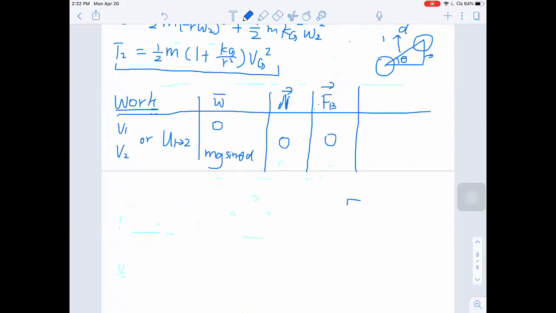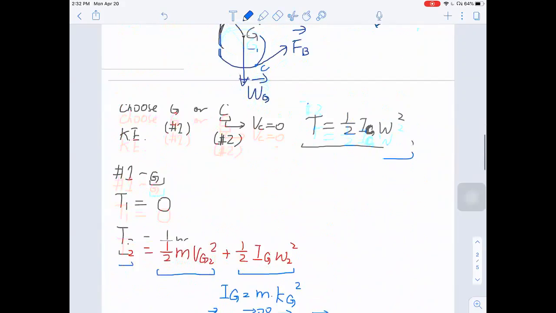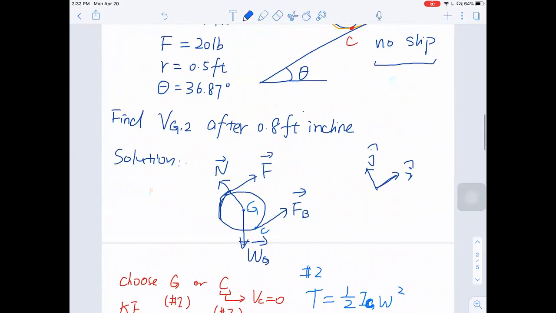Okay, what other forces do we have besides weight force, normal force, and the force FB? If we come back to our free body diagram here, we have this force F. And what's the work done by that force?